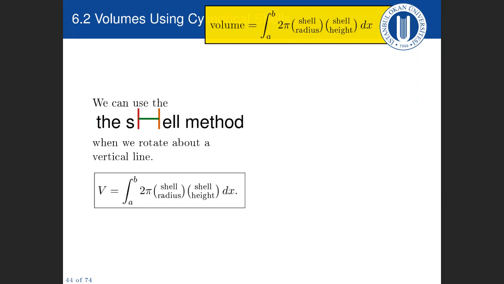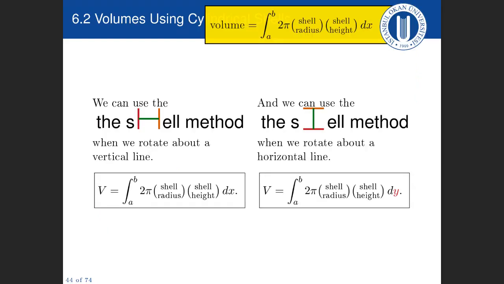So that's the shell method when we rotate about a vertical line: integral from a to b, 2 pi, shell radius, shell height, dx. We could also rotate about a horizontal line. And this time we also have the shell method, but we're rotating the capital H. And what is the difference in the formula? The only difference is we're going to be integrating with respect to y instead of with respect to x. It's still integral from a to b, 2 pi, shell radius, shell height, dy.